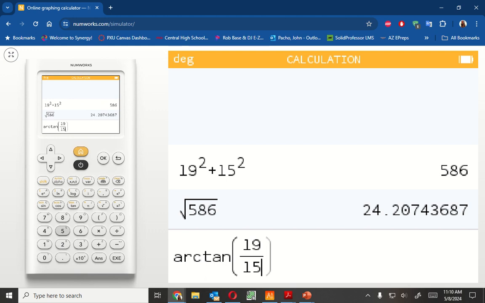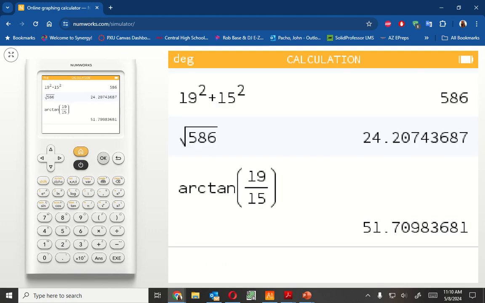How did I get that? Yeah, you didn't know because you weren't paying attention. You were looking at this guy. Shift, and then tangent. Make sure it's in degree. Alright, it's in degree. Fifty-one point seven. So angle A is going to be 51.7 degrees.